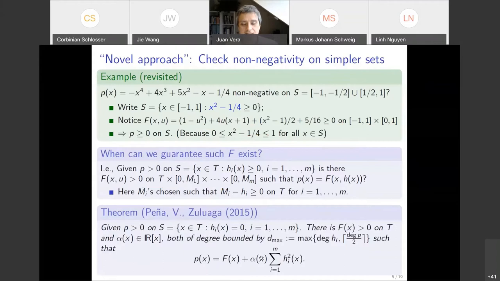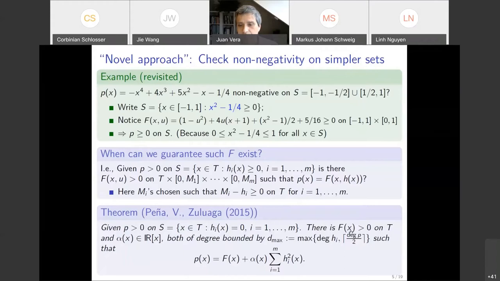Notice that here alpha is just a polynomial. I have no restriction on alpha except for some degree restrictions. So I can find F and alpha such that this equation holds. And if this equation holds, that automatically implies that P is non-negative on S, because F is non-negative on T and all these A's are zero. This is for equalities, so here I don't need to add more variables, it's just F of X.